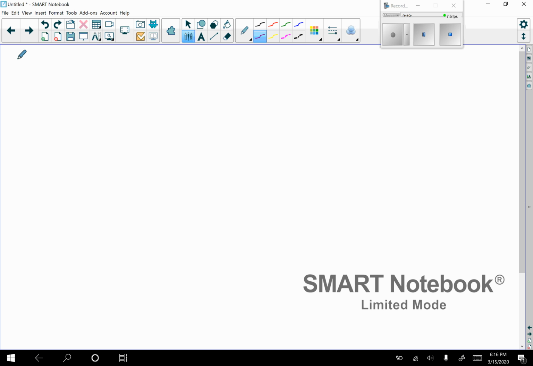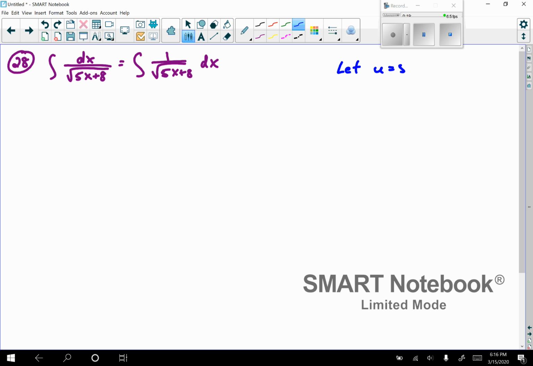All right, 28 is next. Integral. Now notice this is an indefinite integral. So what do we need at the end? So if you said plus c, that's right. Again, we could think of this as 1 over square root of 5x plus 8 dx. Let's go ahead and let u equal 5x plus 8. du over dx is going to equal 5. So du over 5 equals dx.